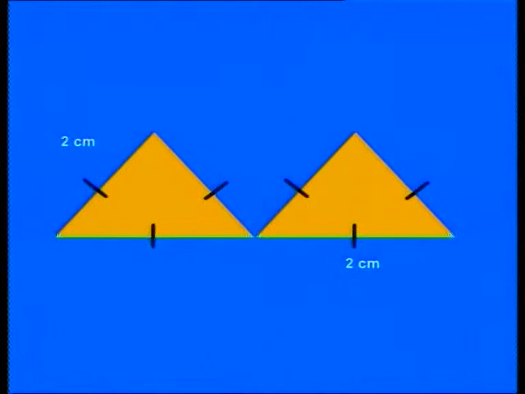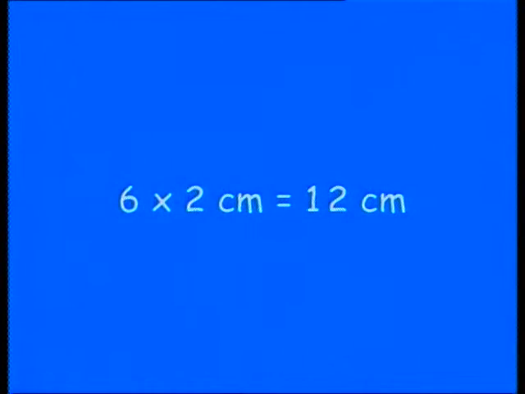Look at this diagram. Let's measure the perimeter. First, let's count the sides. 1, 2, 3, 4, 5, and 6. There are 6 sides. 6 sides multiplied by 2 centimeters equals 12 centimeters.